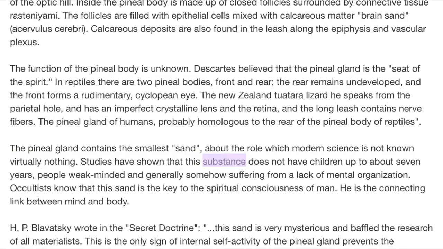Studies have shown that this substance is absent in children up to about 7 years, in weak-minded people, and generally in those somehow suffering from a lack of mental organization. Occultists know that this sand is the key to the spiritual consciousness of man. It is the connecting link between mind and body.